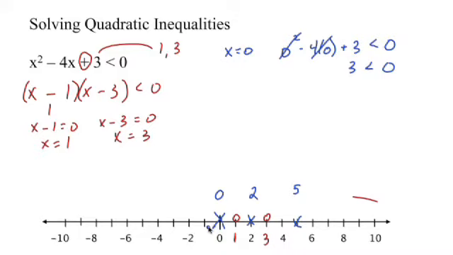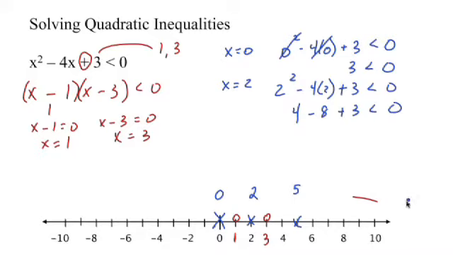So let's try the 2. So we have 2 squared minus 4 times 2 plus 3. Is that less than 0? Well, 2 squared is 4. Take away 8 plus 3. And we have 7 minus 8, which is -1. -1 is less than 0. So this works right here, this region. So we're going to color it in just like we do in a normal inequality.